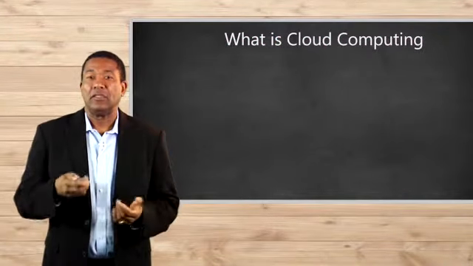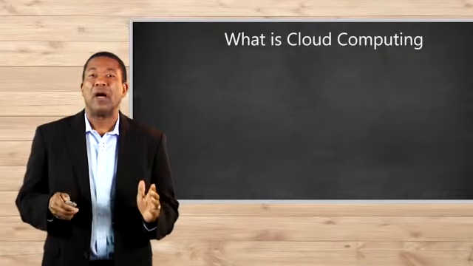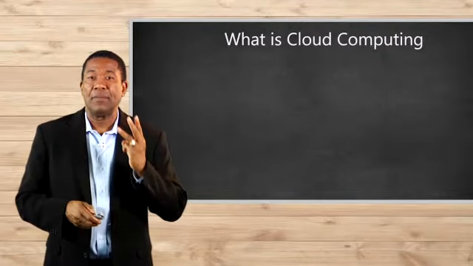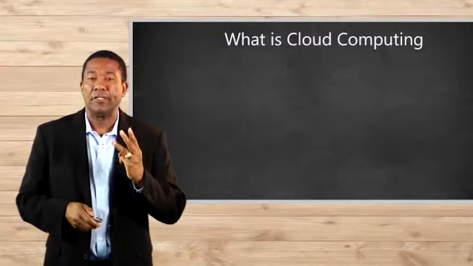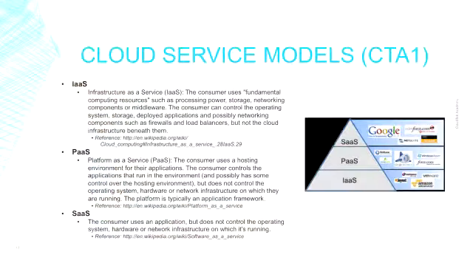Once you decide to go to cloud, the first decision you have to make is what service model you're going to adopt. There are 3 service models typically associated with cloud computing. The first is infrastructure as a service, where the consumer uses fundamental computing resources like processing, storage, and networking to deliver IT capabilities. The consumer can control the operating system, applications, storage, and maybe even network.